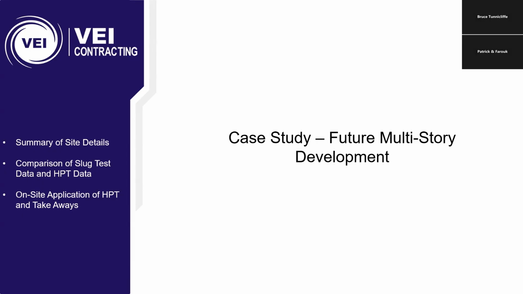Okay, so to recap here, we tried HPT. We've kind of proven that it has the potential to produce accurate results in a sand condition. We wanted to take this to an actual real site and look at variable geology and look at the results we get. So I'm going to talk about a case study for future development. I'm going to give a summary of site details, a comparison of the slug testing data and the HPT data, and then some on-site applications of the HPT after we got this data, and some takeaways from it all.